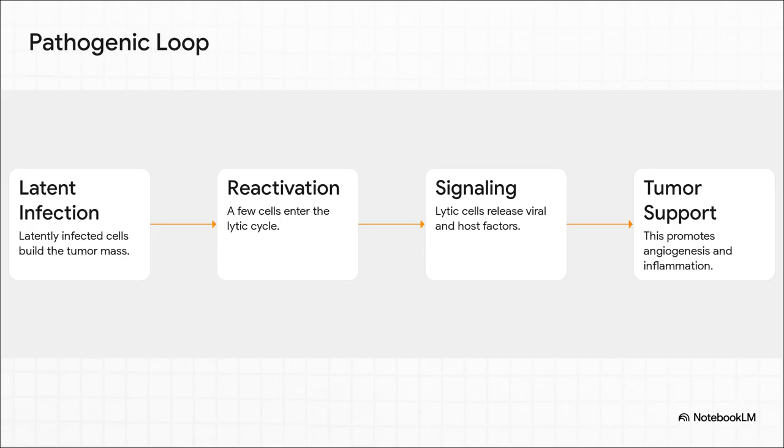A few cells will sporadically reactivate, and when they do, they spew out this cocktail of viral proteins and hijacked host factors, things like VEGF and IL-6. This creates this perfect inflammatory pro-angiogenic microenvironment that feeds and sustains the whole tumor. It's a truly vicious, self-sustaining loop.